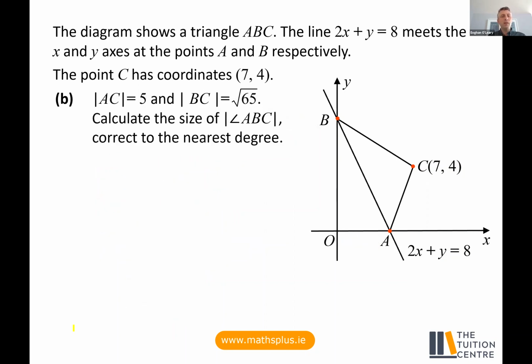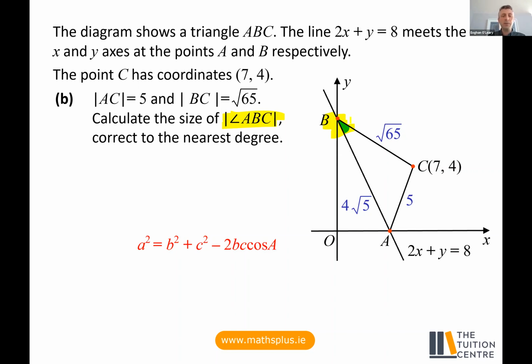So now we're told that AC is 5, that BC is root 65, and we know, of course, that AB is 4 root 5. So I'm asked to calculate the angle ABC. So angle ABC, of course, is this angle here. Because I have 3 sides and I'm looking for one angle, I'm going to use my cosine rule.